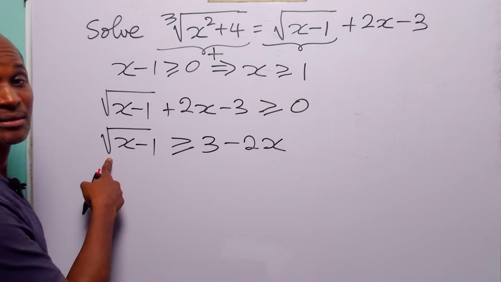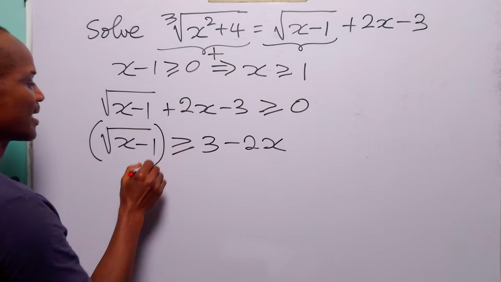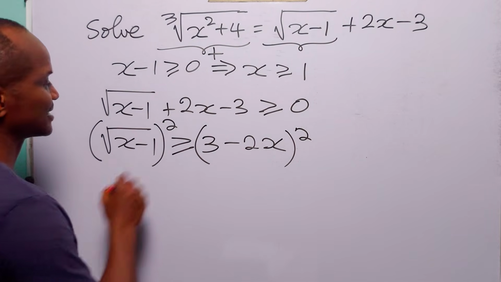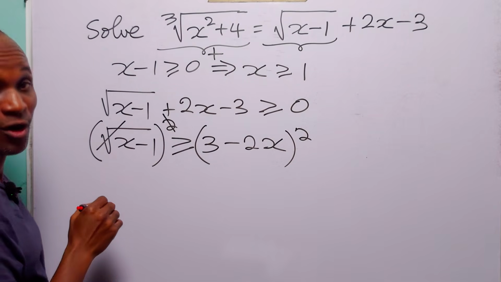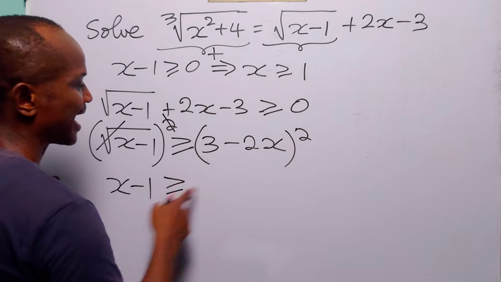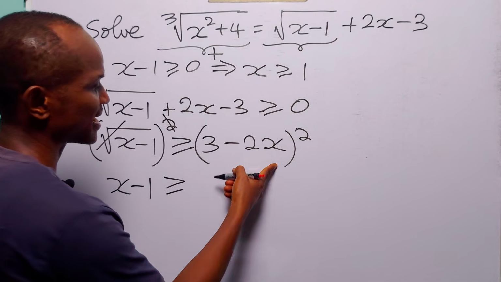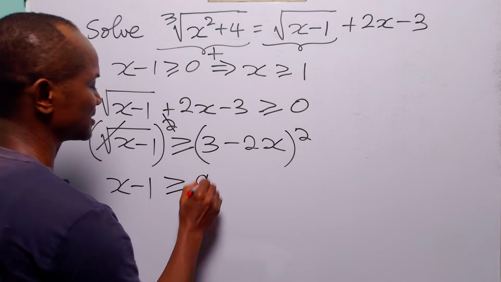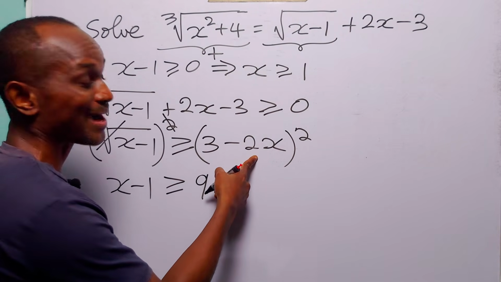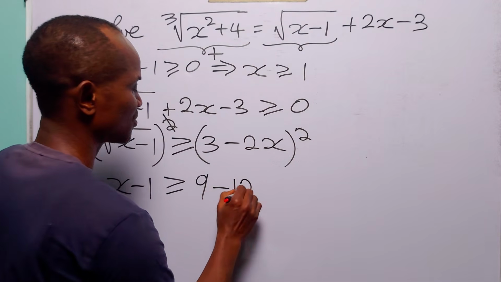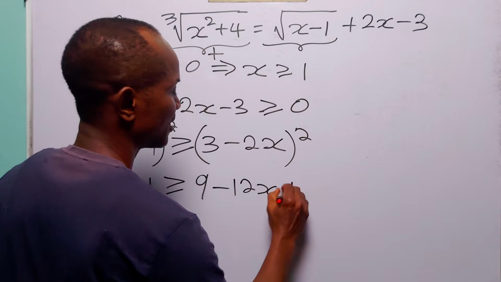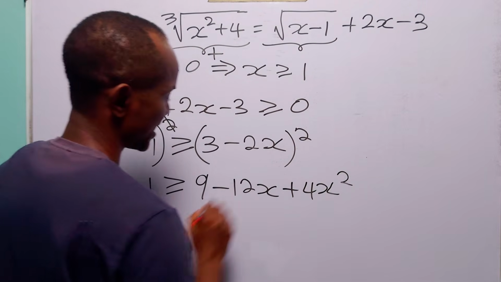Now, to get rid of this radical, we square both sides of this equation. On the left-hand side, the square is going to take care of the square root, leaving us with x minus 1. And on the right-hand side, when we expand this, we have 3 squared, which is 9. 2 times 3 is 6. 6 times minus 2x is minus 12x. And of course, minus 2x squared is plus 4x squared.